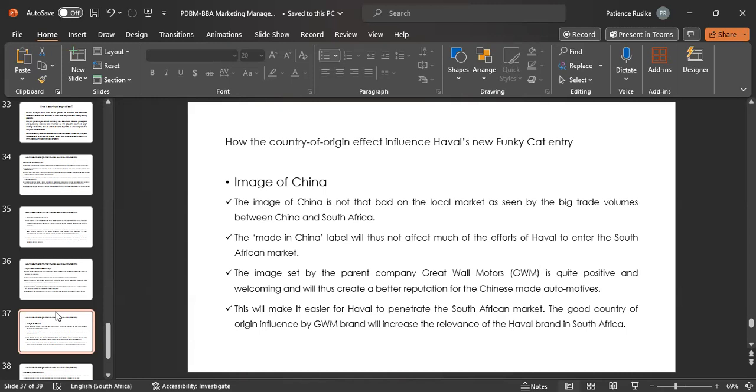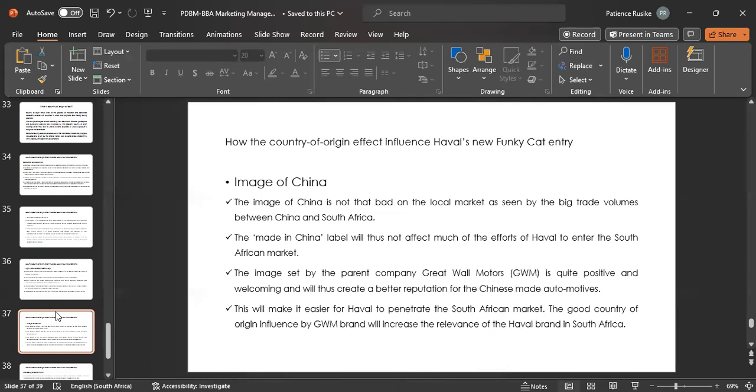So someone wants to buy a car, maybe one manufactured in Russia. Then he notices that the country where the car is coming from is Russia, or Palestine or Israel or whatever. Then you can say, no, these people are doing this to that, these people are doing that. So that's the country of origin effect, and it influences the extent to which that product will be able to enter into a market.